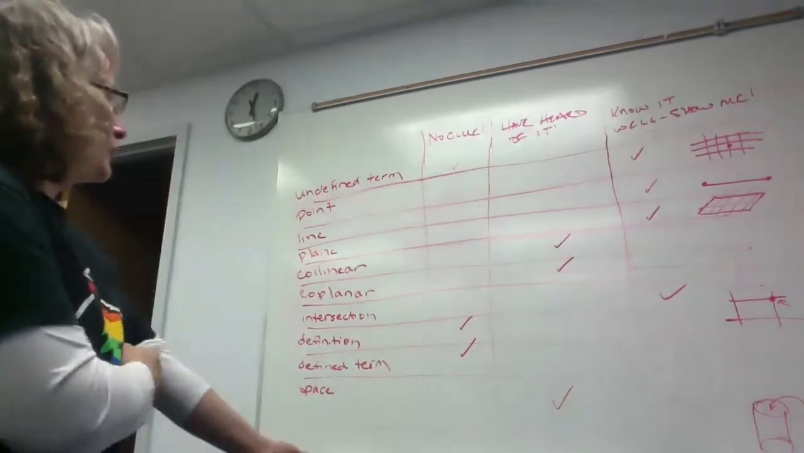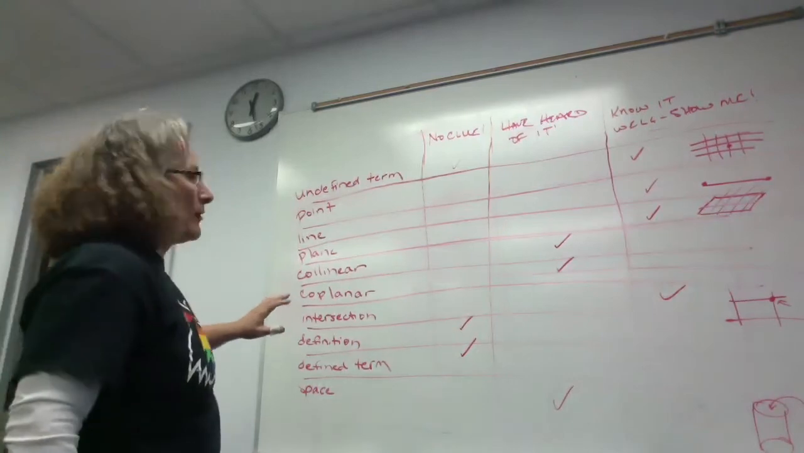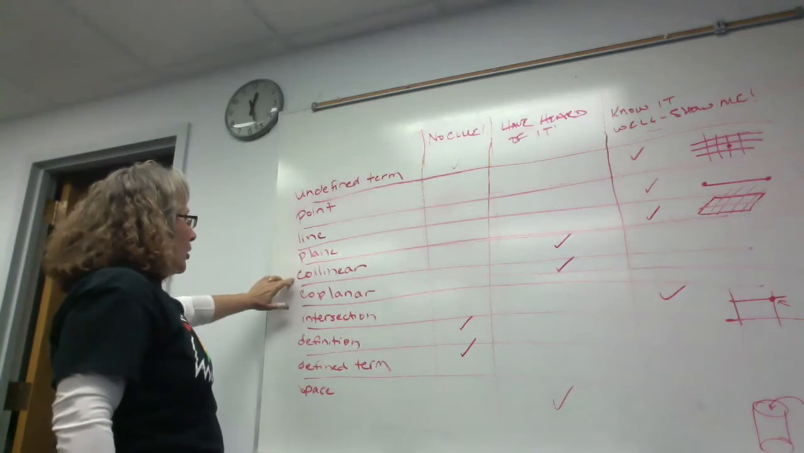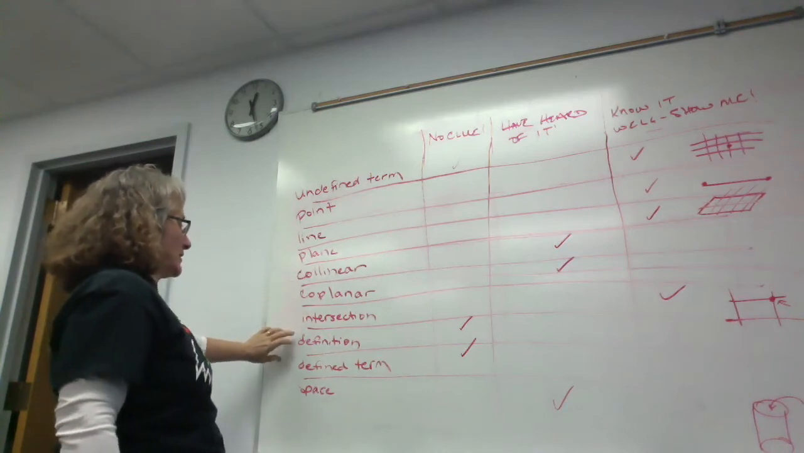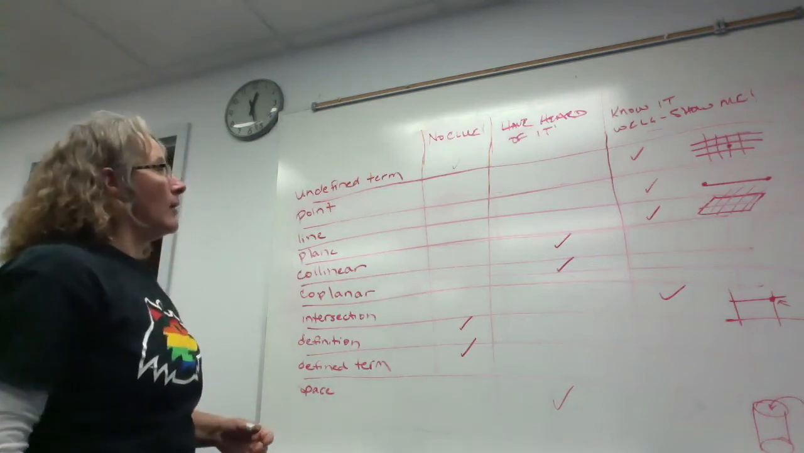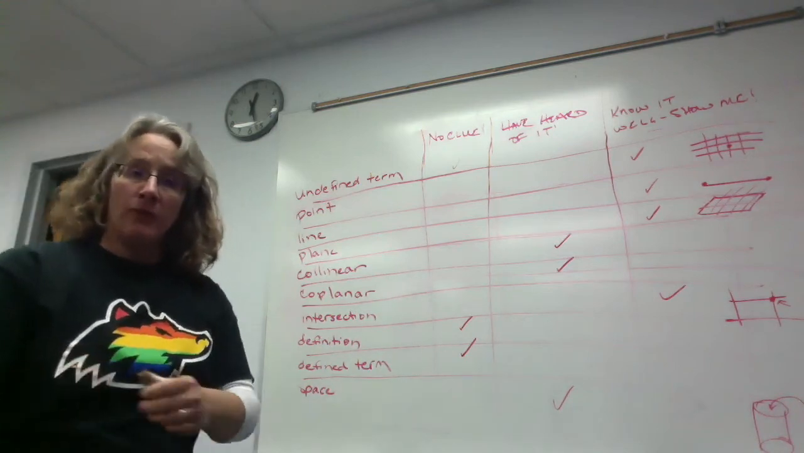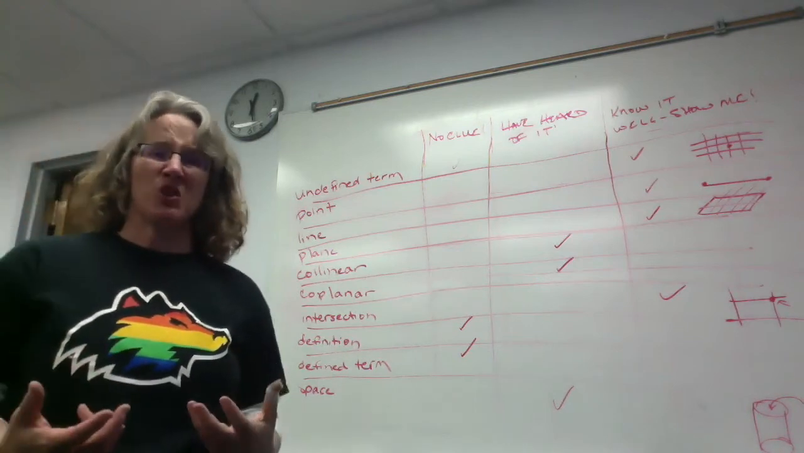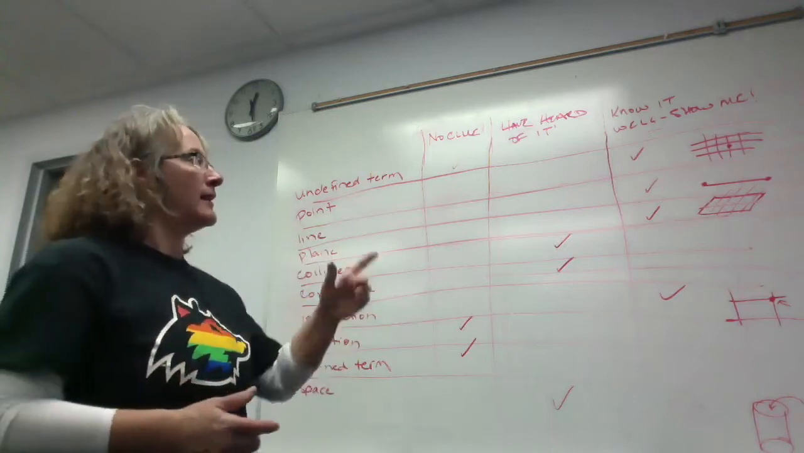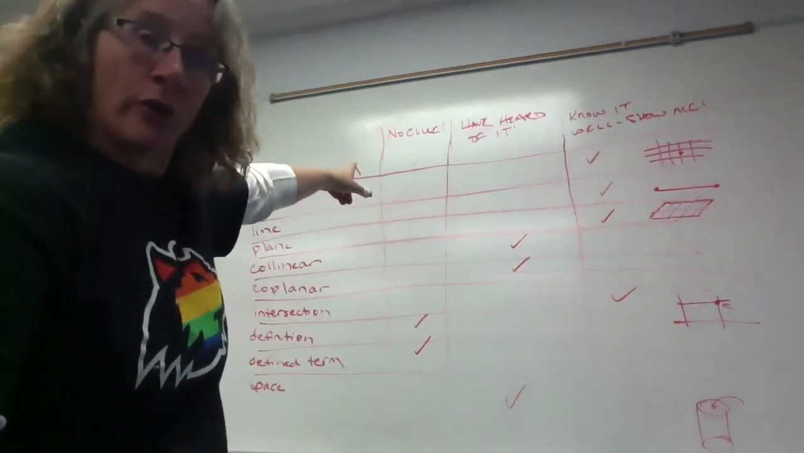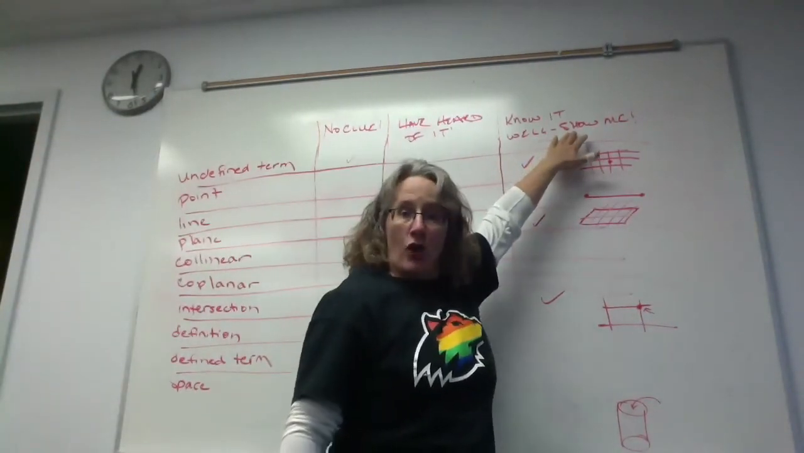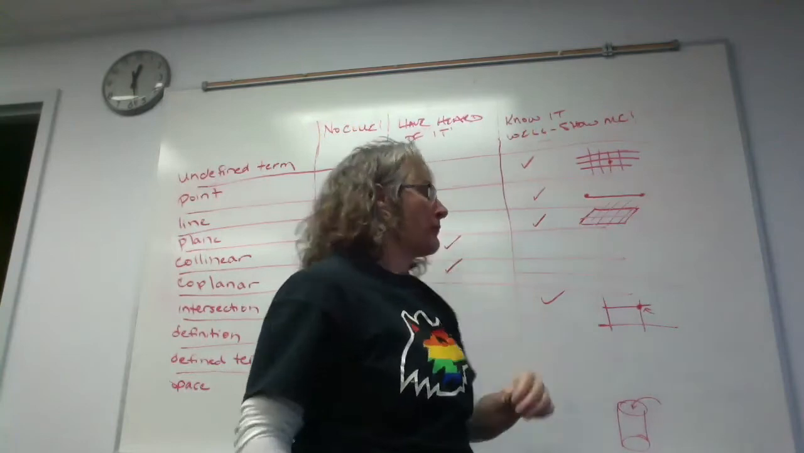And our terms come from that first unit. So we have undefined term, point, line, plane, collinear, coplanar, intersection, definition, defined term, and space. Now, one of the things I've mentioned before is that in mathematics the visuals are really important. So when I added the explain part, I said, so we have no clue, have heard of it, and know it well, but show me what you know.